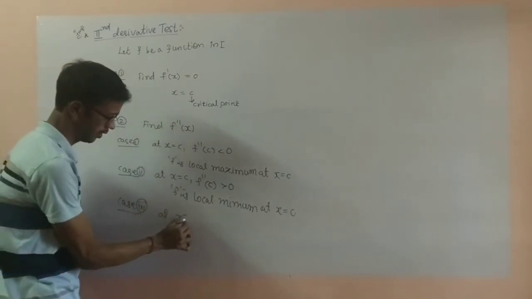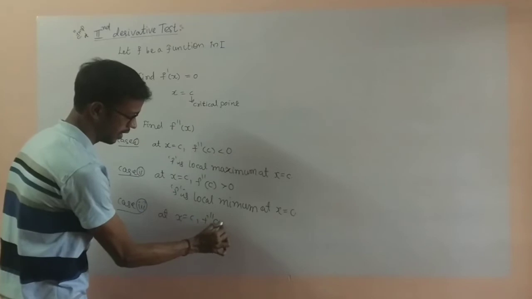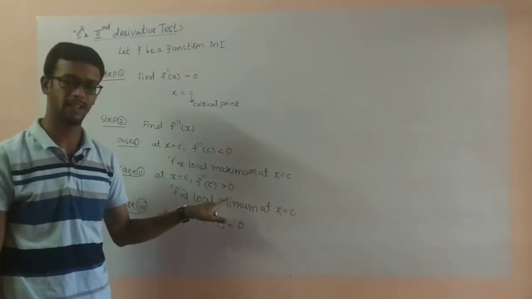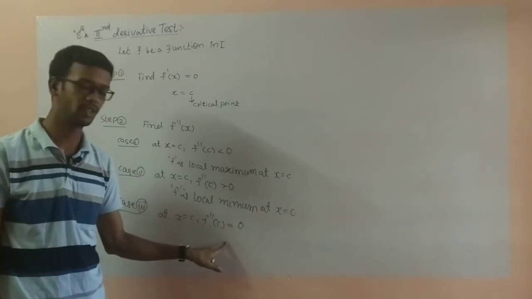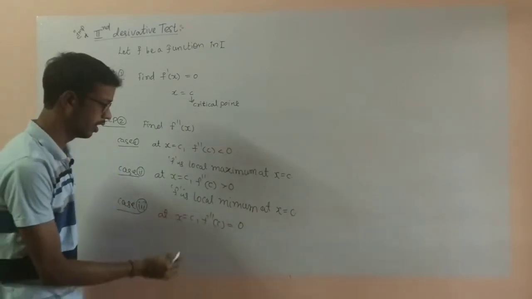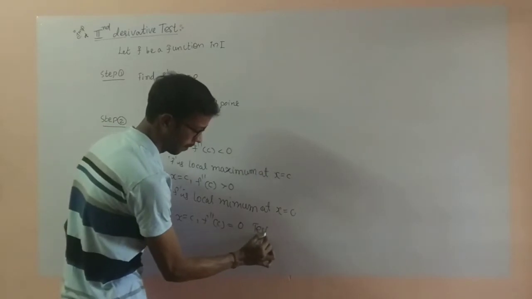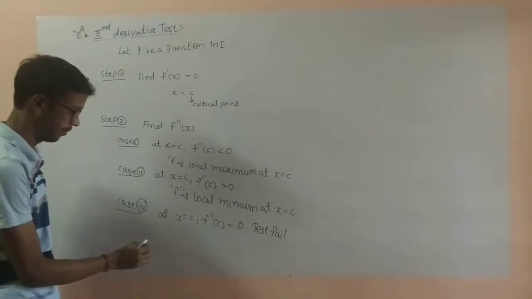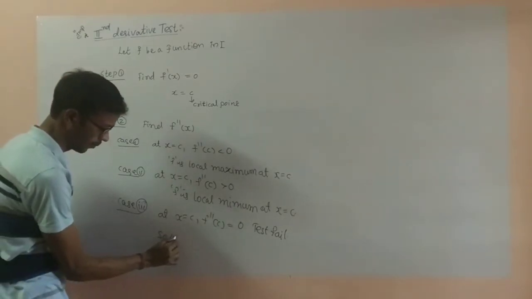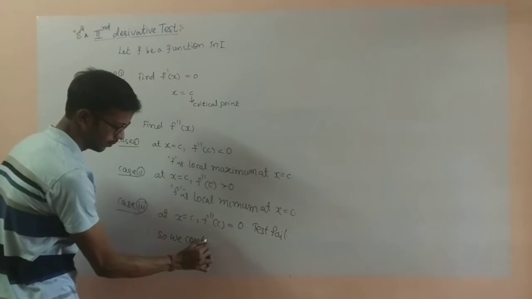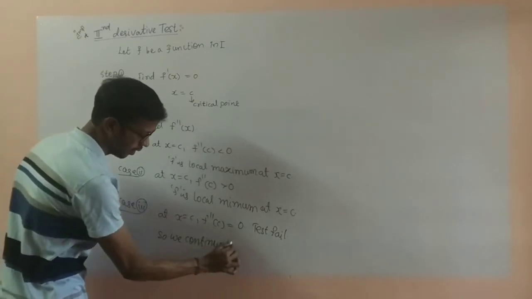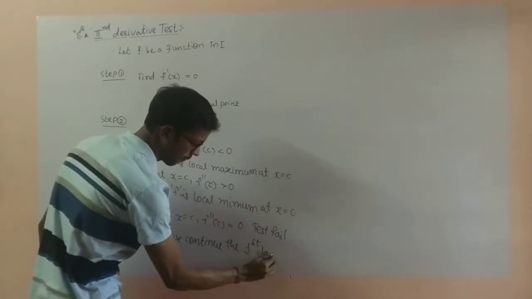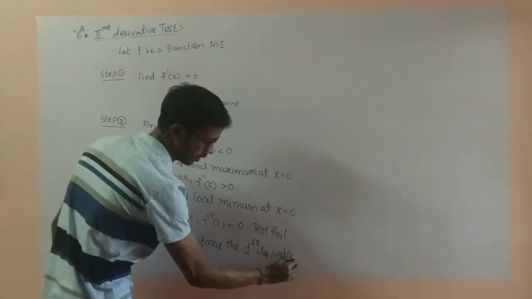At x is equal to 3, f double dash of c is equal to 0. Less than 0 getting maximum, greater than 0 getting minimum, equal to 0 getting test fail. Test fail. At that time, we continue with the first derivative test.